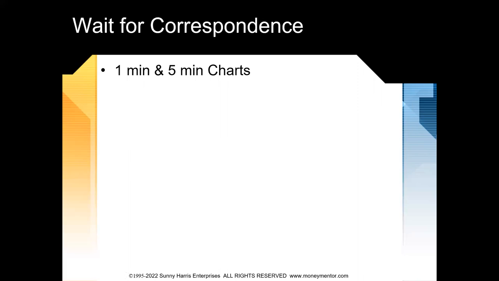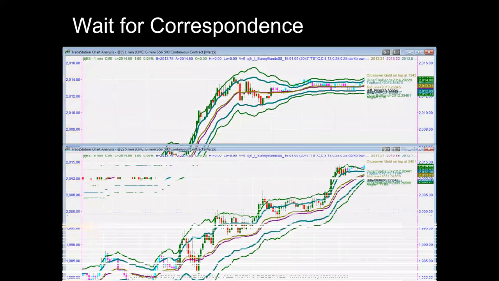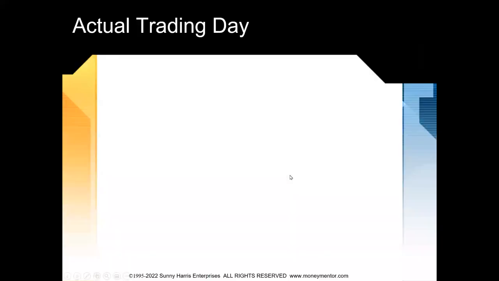So let's look at 1 and 5 minute charts correspondence. So there's two charts, a 1 minute and a 5 minute below it, showing you that we're sideways, lots of congestion going on here because up above, we've got a sideways DMA. So that's what I look at every day.